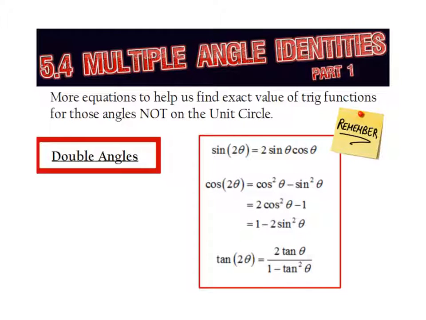We've got some new identities today. We're starting 5.4, multiple angle identities. Today we're just going to focus on the double angles. And this is something where we look at the relationship of not just, for instance, the sine of a 10-degree angle, but double that angle. So the relationship between that and a 20-degree angle.